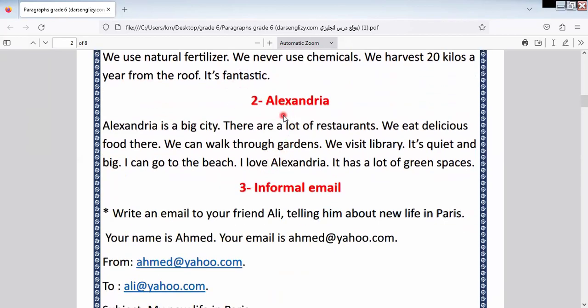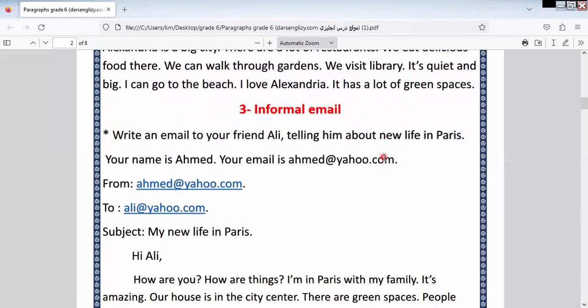We have another paragraph here about Alexandria. Alexandria is a big city. There are a lot of restaurants. So this is the topic. I say that Alexandria is a big city. Then I give the details about Alexandria, okay? There are a lot of restaurants. We eat delicious food there. We can walk through gardens. We visit the library. It's quiet and big. I can go to the beach. I love Alexandria. It has a lot of green spaces.